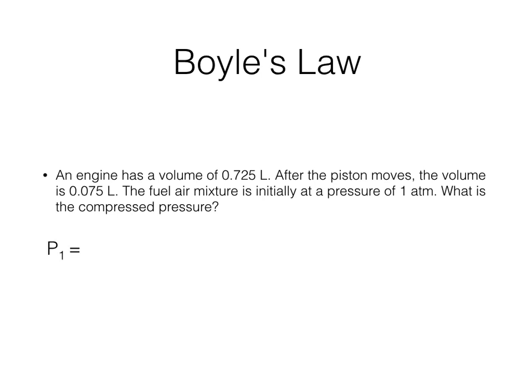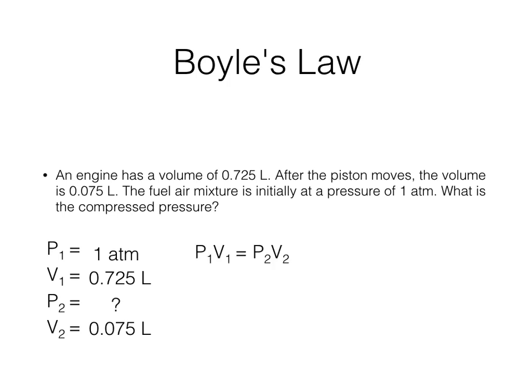Let's make a table. Pressure 1, volume 1, pressure 2, volume 2. 1 atmosphere before, the volume was 0.725 liters before. The volume after is 0.075 liters. We're trying to find the pressure. Pause the movie here, take a minute, and try this one yourself.